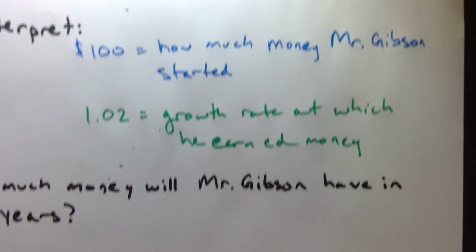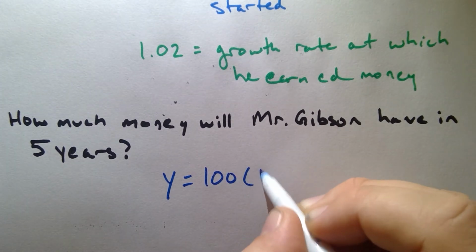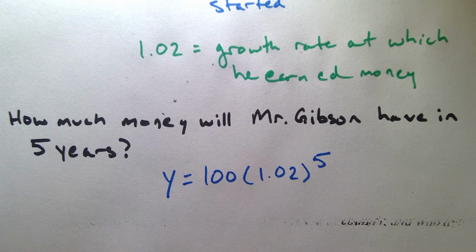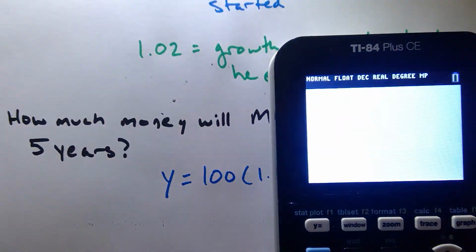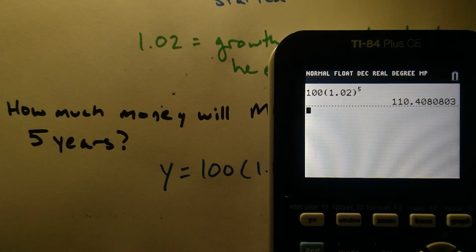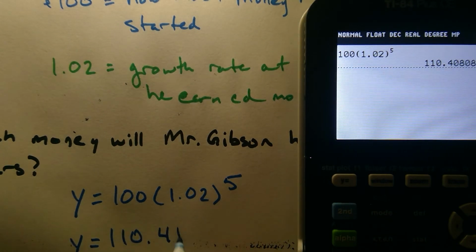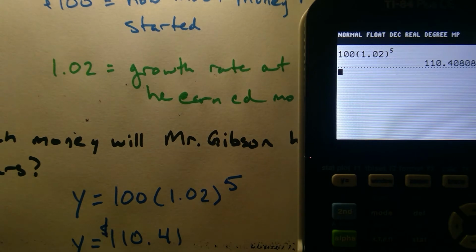Now we're going to check in with how much money Mr. Gibson will have in 5 years. We're just going back and plugging in what we have seen into our equation. So you've got y equals 100 times 1.02 raised to the 5th. So we'll break out the calculator. 100 times 1.02 raised to the, and that's the caret button on your calculator, 5th, which is 110 dollars and 41 cents. So y equals 110 and 41 cents. Not a whole lot of money after 5 years of investing only $100.